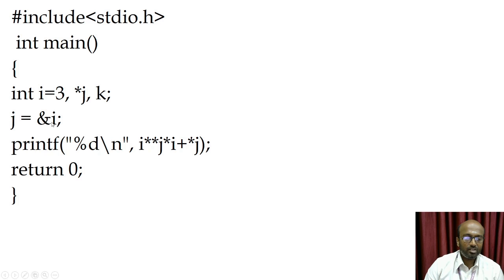Since the address of I is being stored in j, the value at the address of I is again 3. So in this statement, it will be 3 multiplied by 3 multiplied by 3 plus 3, which is 27 plus 3, 30. So this is the output of this program.